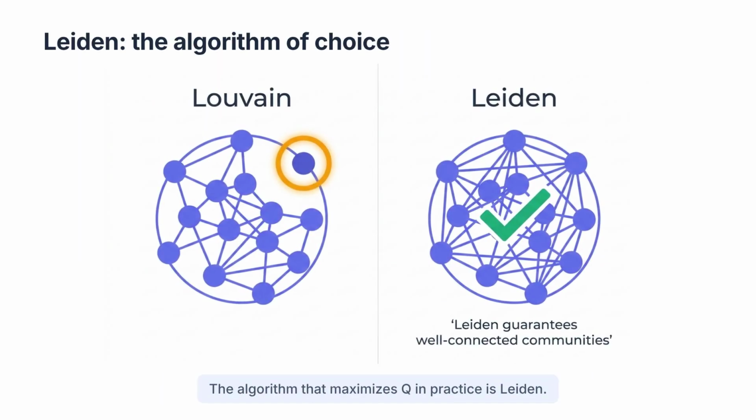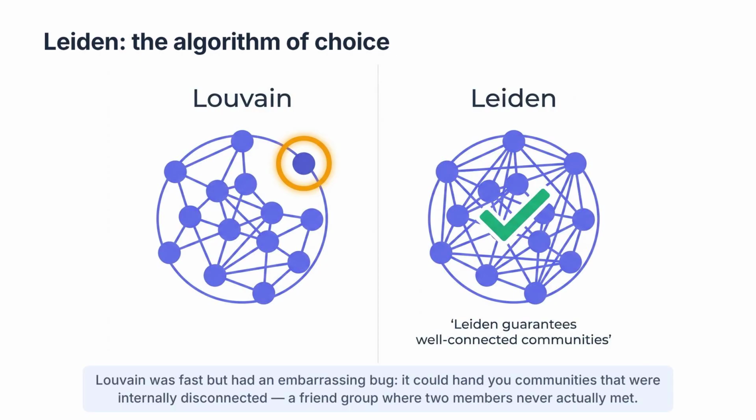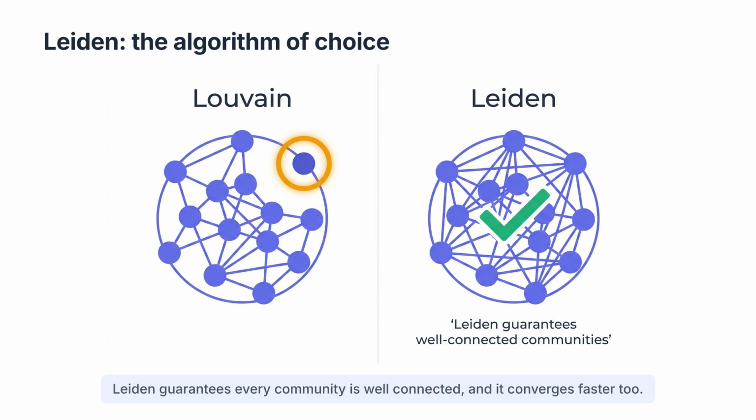The algorithm that maximizes Q in practice is Leiden. It's a refinement of an older method called Louvain. Louvain was fast but had an embarrassing bug. It could hand you communities that were internally disconnected, a friend group where two members never actually met. Leiden guarantees every community is well connected, and it converges faster too.